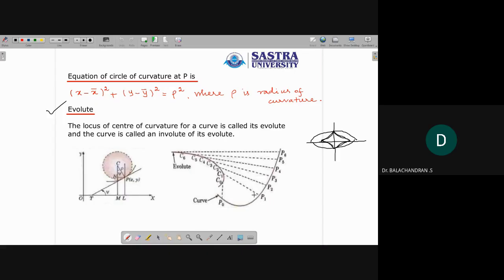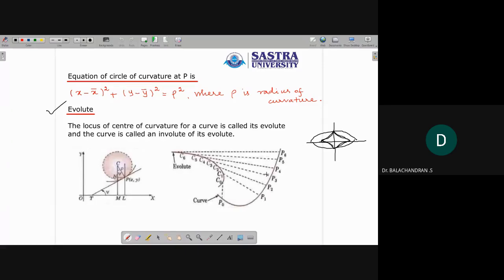Now if you trace this curve like this, you'll also have points C0, C1, C2 like this. Now if you connect these centers of curvature, you will get another curve. So this curve is called the evolute of this given curve. This is the oral definition. But here the definition is given: the locus of the center of curvature for a curve is called the evolute of the curve, and the given curve itself is called the involute.